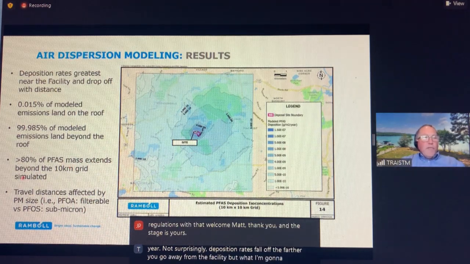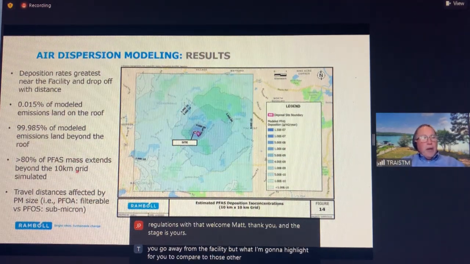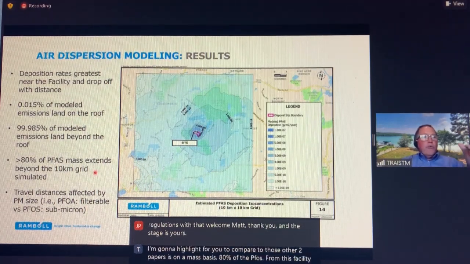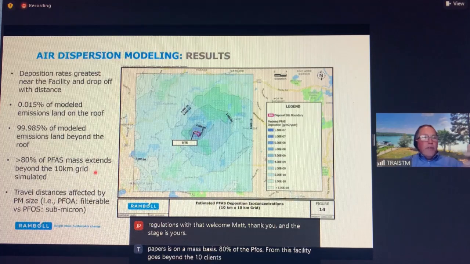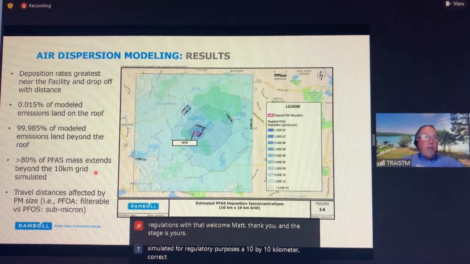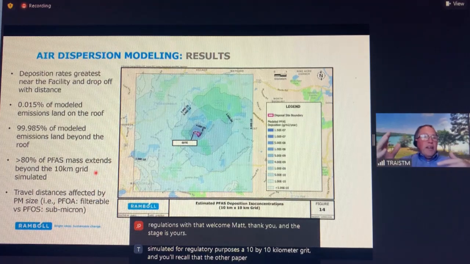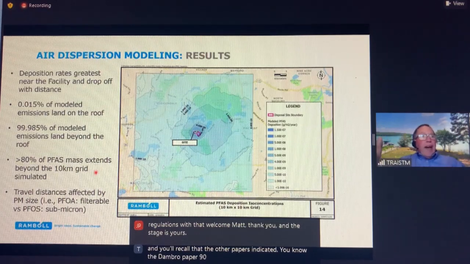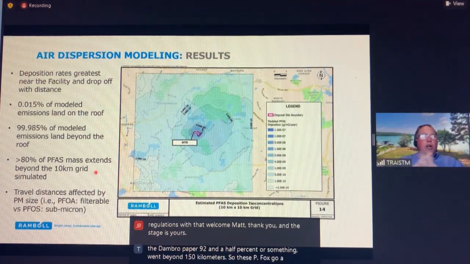But what I'm going to highlight for you to compare to those other two papers is that on a mass basis, 80% of the PFAS from this facility goes beyond the 10-kilometer grid that we simulated. We simulated for regulatory purposes a 10 by 10 kilometer grid. And you'll recall that the other papers indicated, the D'Ambro paper, 92.5% or something went beyond 150 kilometers. So these PFAS go a long, long way.